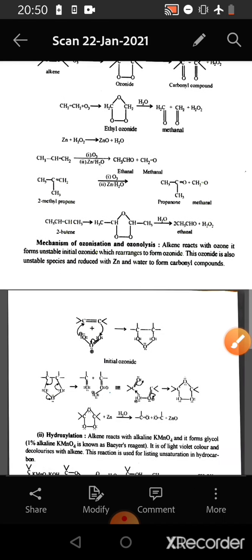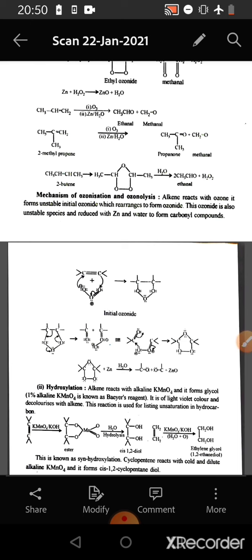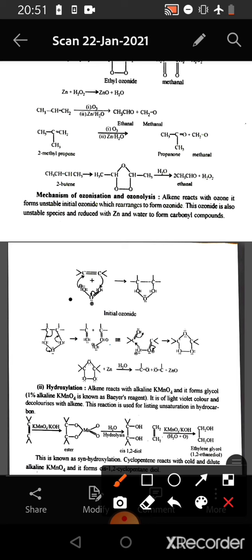If we consider the mechanism of ozonization and ozonolysis, alkene reacts with ozone, it forms unstable initial ozonide which rearranges to form ozonide. So this ozonide is also an unstable species and is reduced with zinc and water to form carbonyl compounds. So here we see that this alkene and ozone forms an unstable initial ozonide, and this after shifting and breaking of the bonds and then rearranging forms an ozonide. Now this ozonide undergoes hydrolysis in the presence of zinc and forms carbonyl compounds.